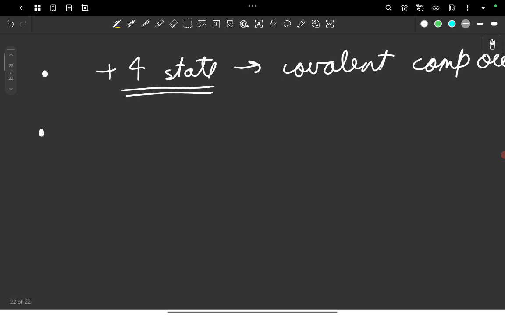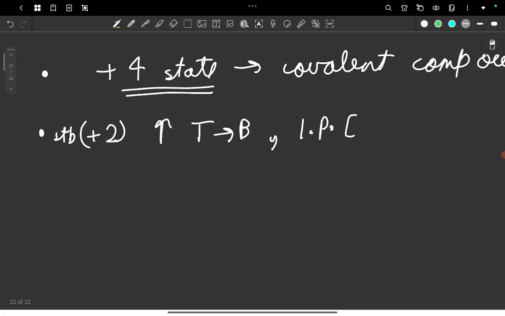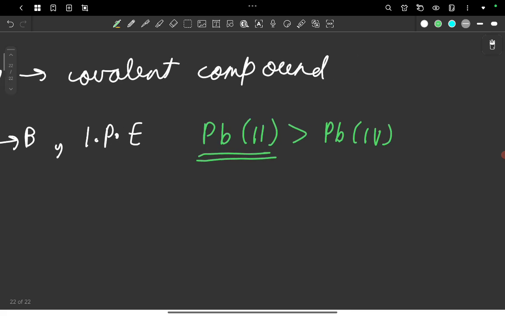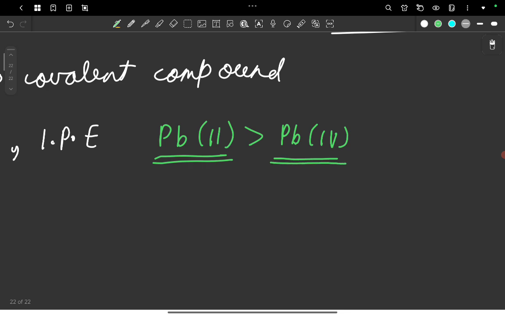Now, one very basic thing which I told you in the last lecture as well. The stability of the plus 2 oxidation state increases as we go from top to bottom as per the inert pair effect. What does this mean? It means that lead 2 gets more stable than lead 4, and overall the stability of the second oxidation state with respect to the fourth oxidation state, this tendency basically, increases top to bottom.